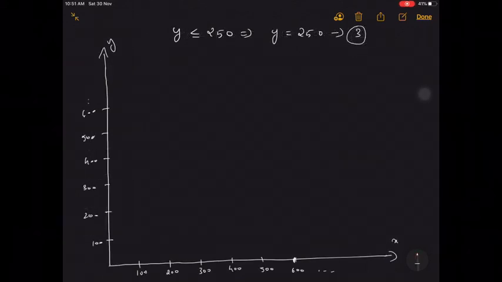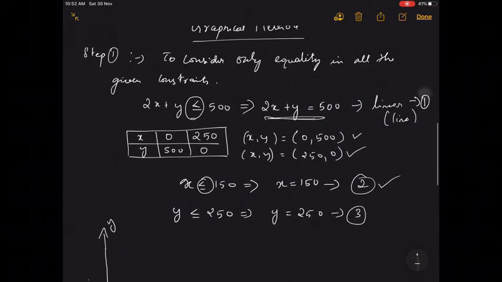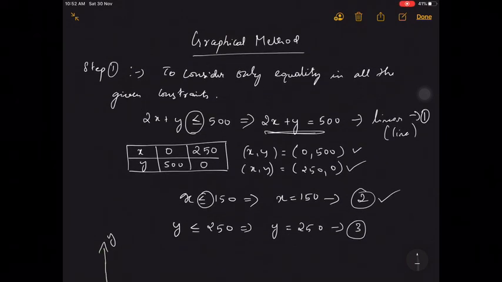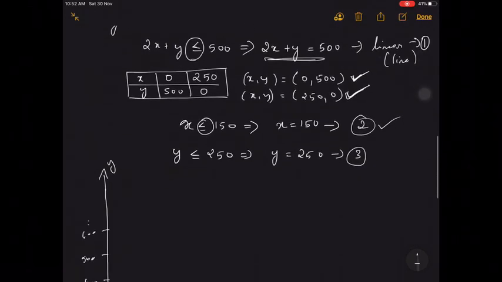I've drawn the two axes and considered the points along the two axes, starting from 100 to 600 and so on, and again along the y-axis starting from 100, each unit of length 100. Now let's draw the lines that we calculated in step 1, that is equation 1, 2x plus y is equal to 500, and we have 2 points for that line. So line 1 passes through these 2 points.